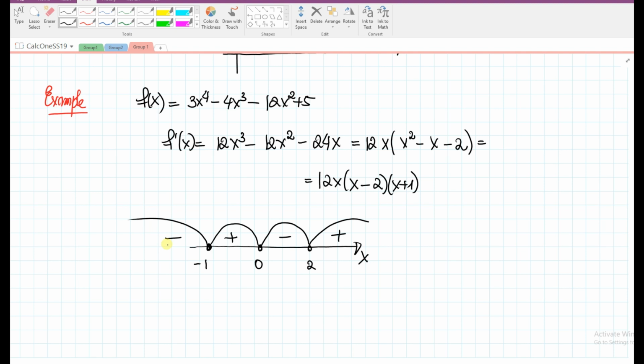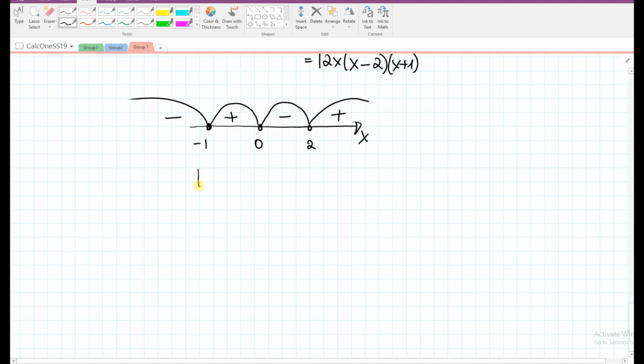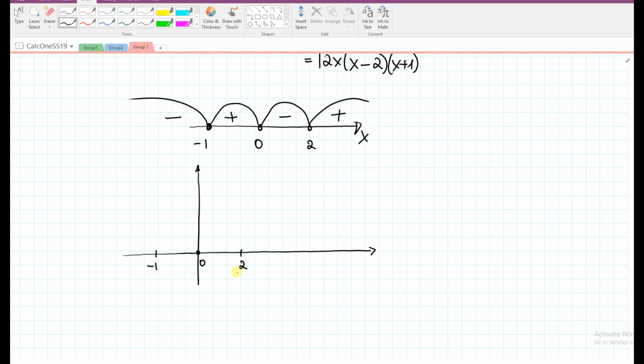So obviously, it is really difficult to draw this graph, but we can try. Okay, so let's try to make this graph. I need to draw -1, 0, 2, right? Okay. So let's start from the beginning. So it decreases until -1, right? Then it starts increasing.